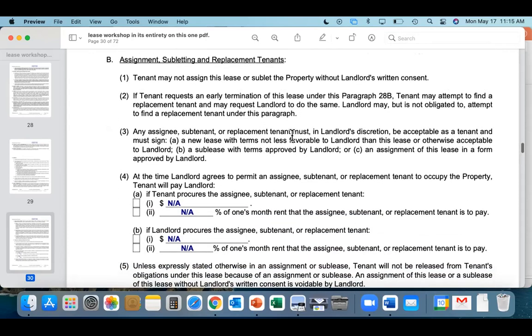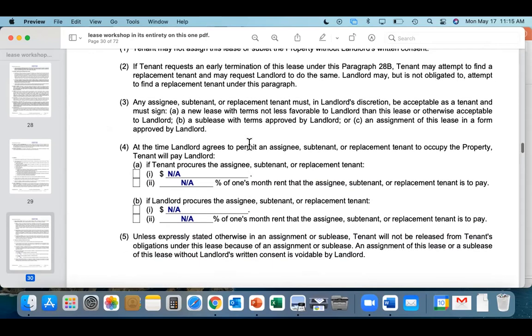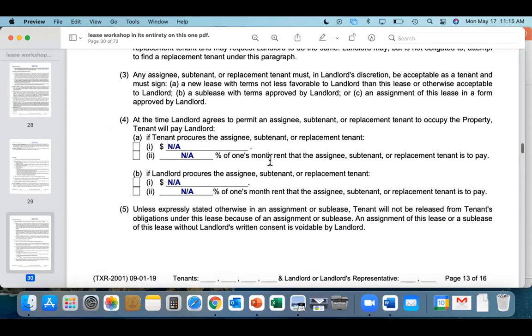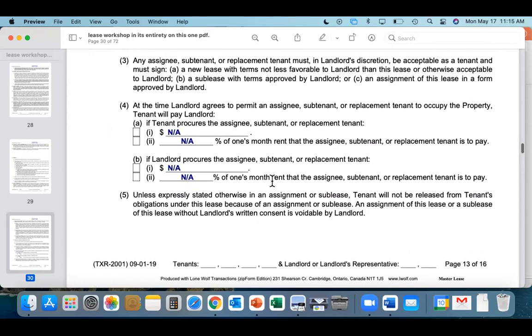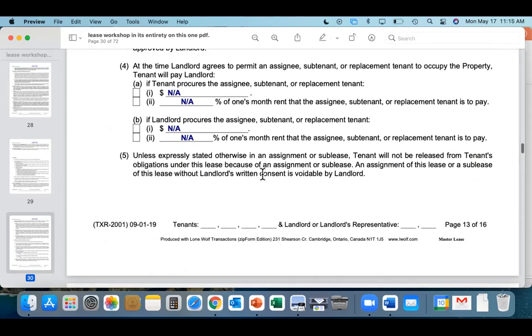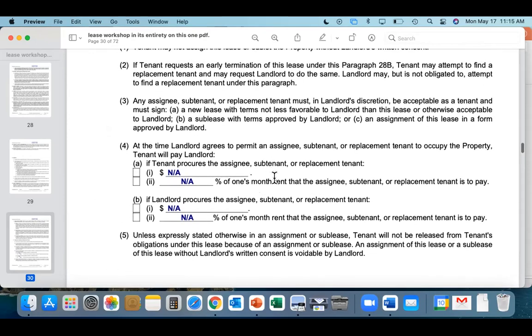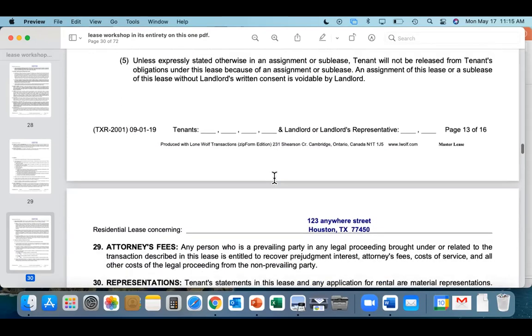Assignment and subletting, you can't do it. If you want to get out and you want to sublet your lease, you have to get permission from the landlord. The landlord has to vet them and do another application process and see if that's okay. So basically, you can't do it.